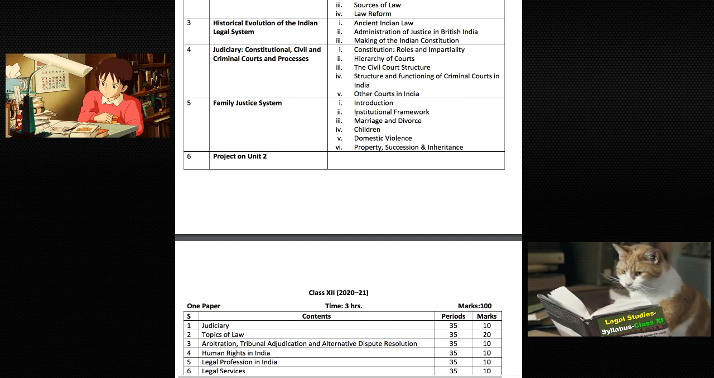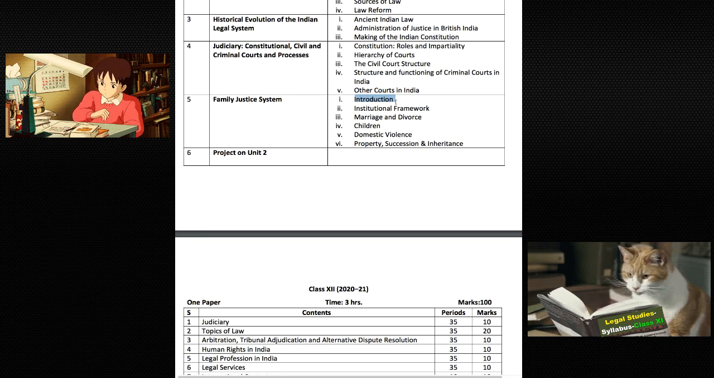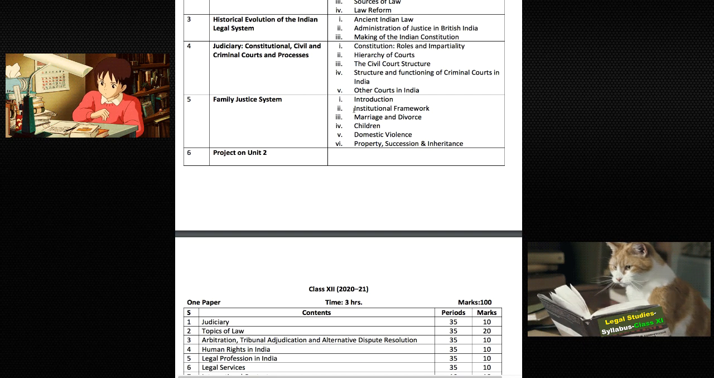The last unit that we have is the family justice system. It is introduction. The first one, what is the family justice system, and we will see why we need a specialized court for family disputes and all. So we will check out that under the heading introduction, and we will understand what exactly the family justice system is.